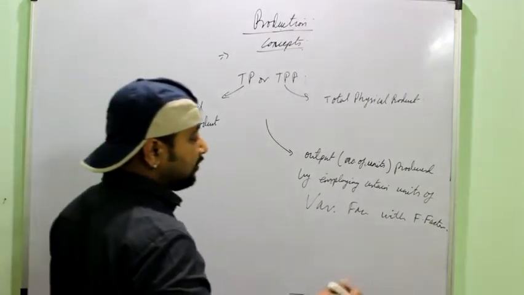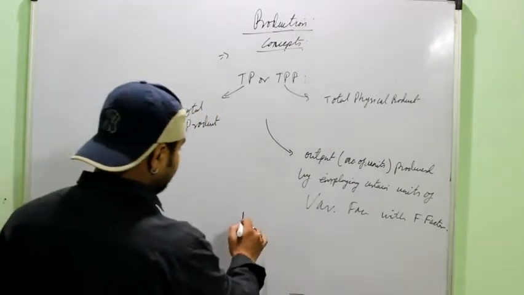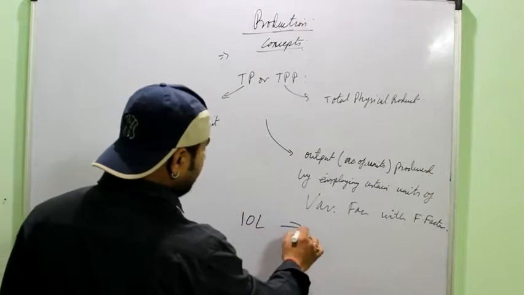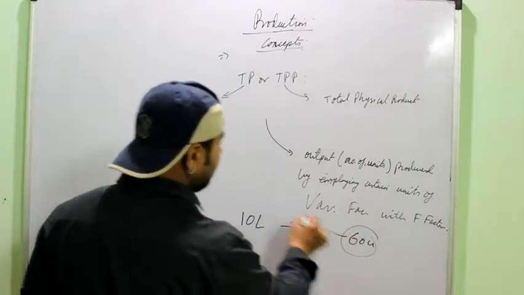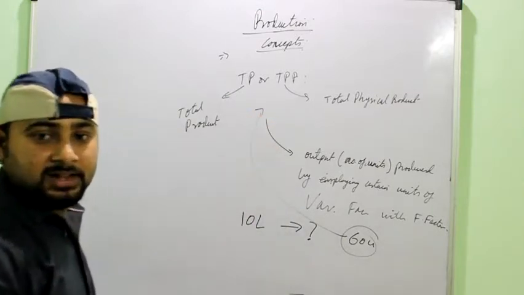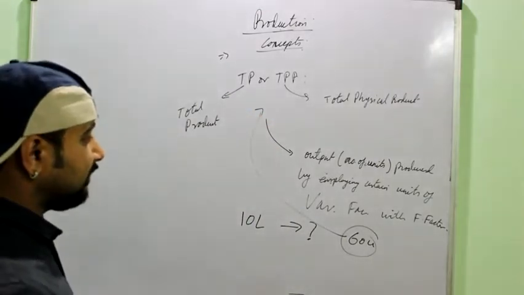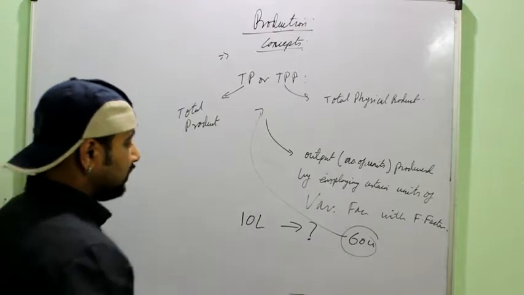It simply means that suppose you are hiring 10 labor, then how many units are you producing? Suppose you are producing 60 units, so it means TP is equal to 60. By employing certain units of the variable factor, how many units you are able to produce.